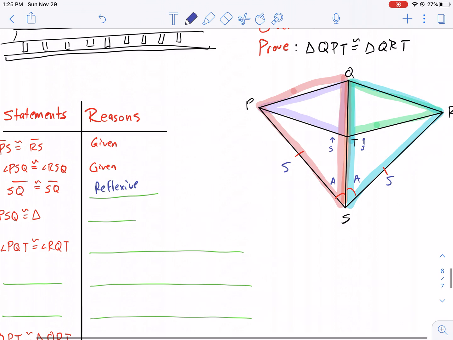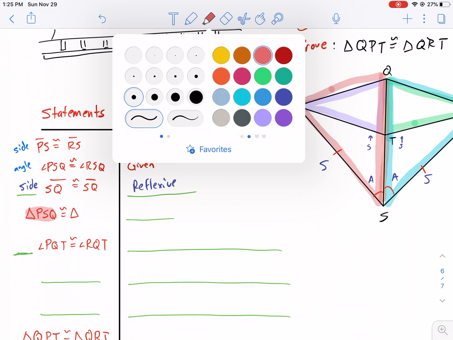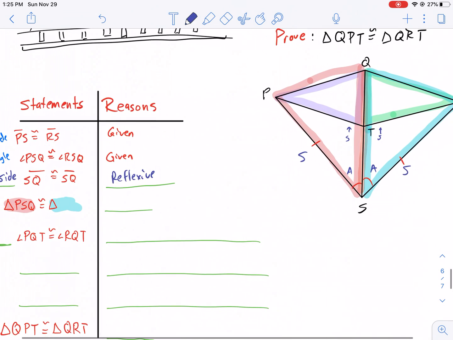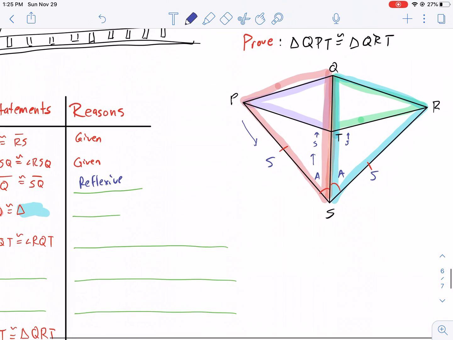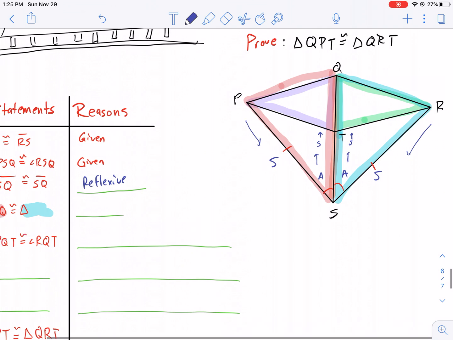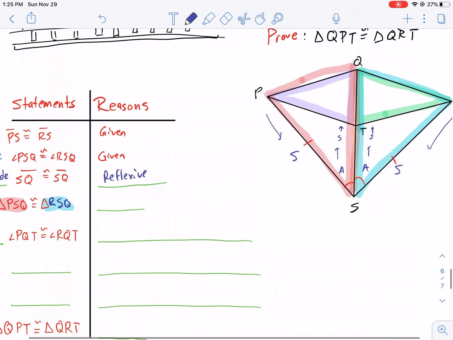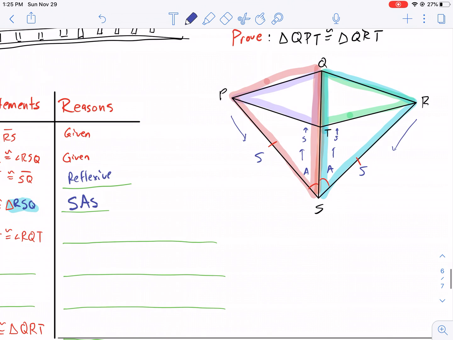And now that I know that PSQ, that's my pink triangle, is going to be congruent to my blue triangle. Okay, that's this guy. And what is the name of that triangle? Well, we went PSQ up, so we're going to go RSQ up. So triangle RSQ. Why is that? Well, we have it here right in the diagram, SAS, side, angle, side. So now we have those two triangles are congruent.